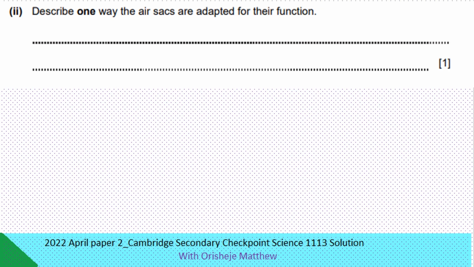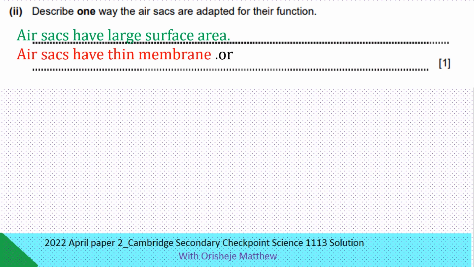Describe one way the air sac are adapted for this function. Air sac have large surface area. Air sac have thin membrane. Air sac have permeable membrane that allow gases to diffuse through the layers.